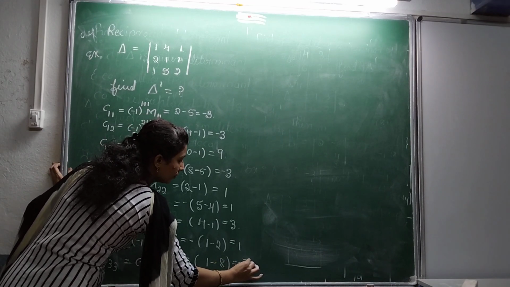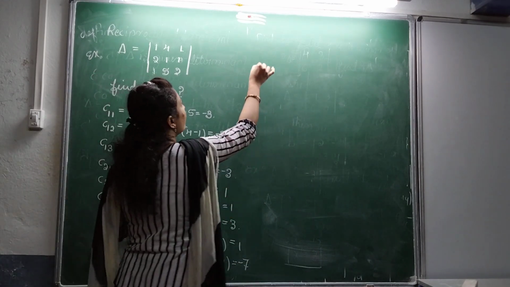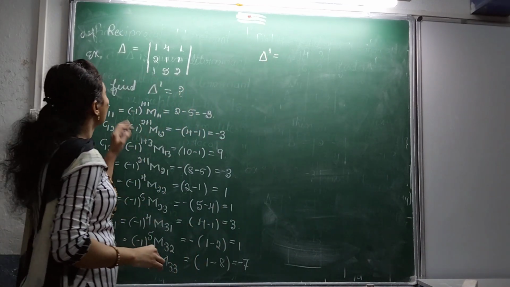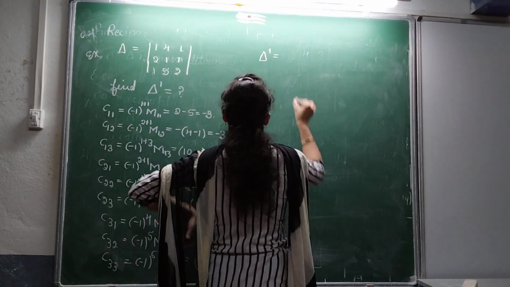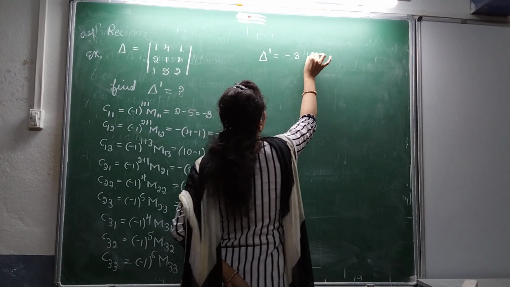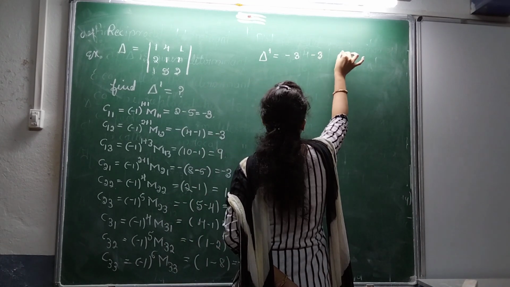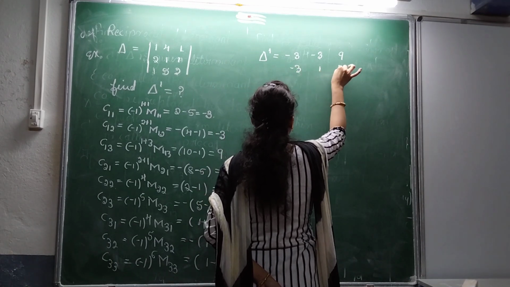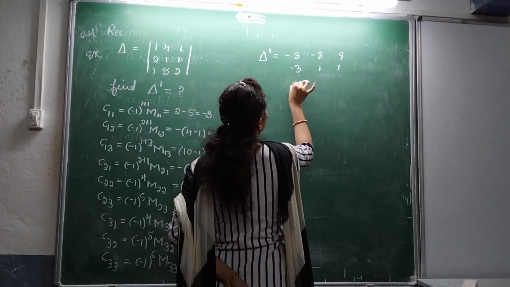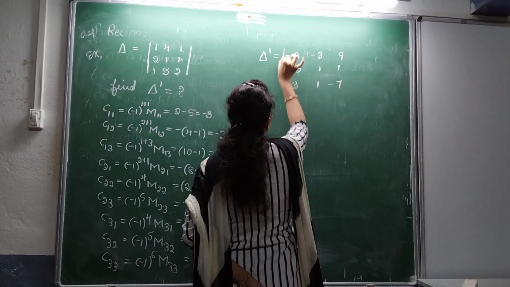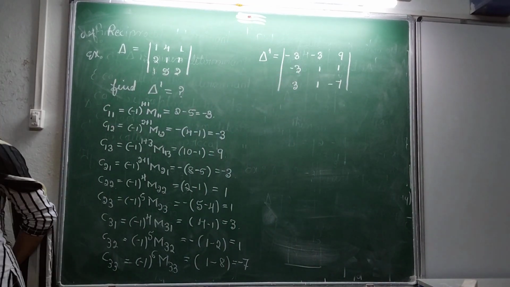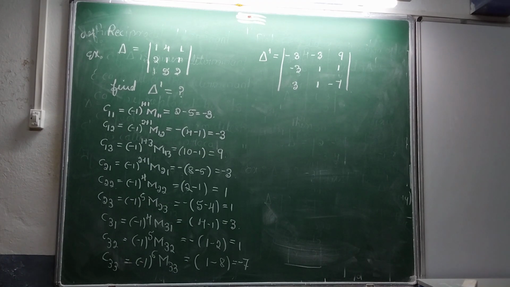So delta dash can be written by replacing each element by its cofactor. So instead of 1, here we write minus 3, and it is 9, minus 3, 1, 1, 1. And next will be 3, 1, minus 7. It is the reciprocal determinant of the given determinant. So these are the examples on how to find the reciprocal determinant.